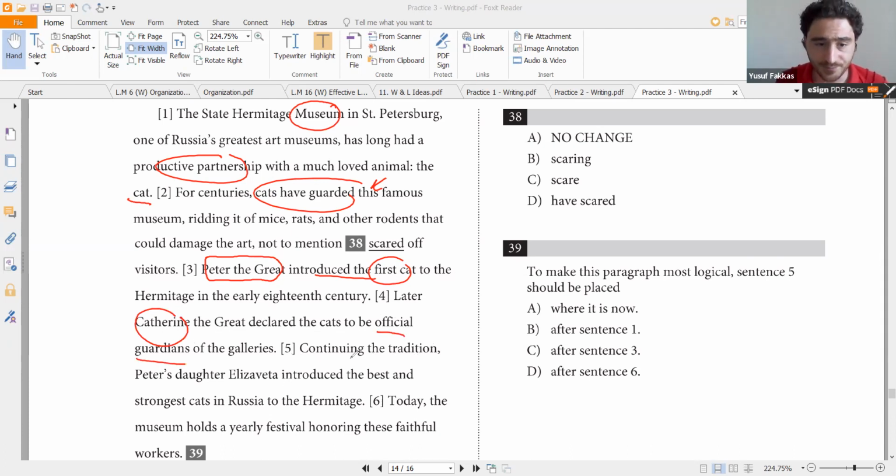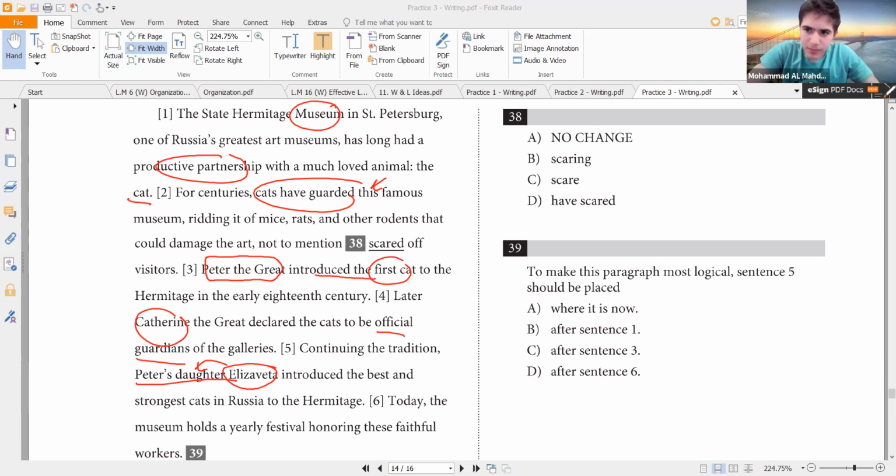Continuing the tradition, Peter's daughter, Elizaveta. So I'm talking about whom? I'm talking about Peter's daughter. Introduced the best and strongest cats in Russia to the Hermitage. Today, the museum holds a yearly festival honoring these faithful workers. Now, guys, from these words that we've highlighted together, who can tell me what is the general relationship of ideas in the sentence? Who can tell me?